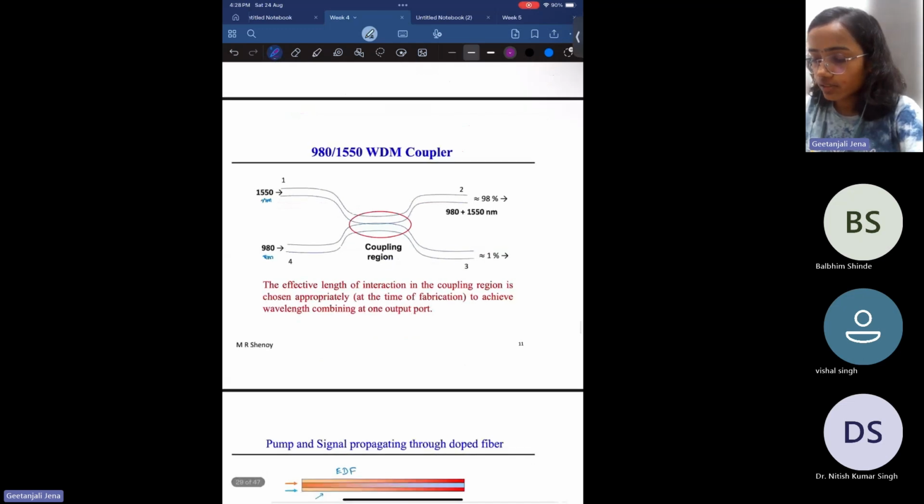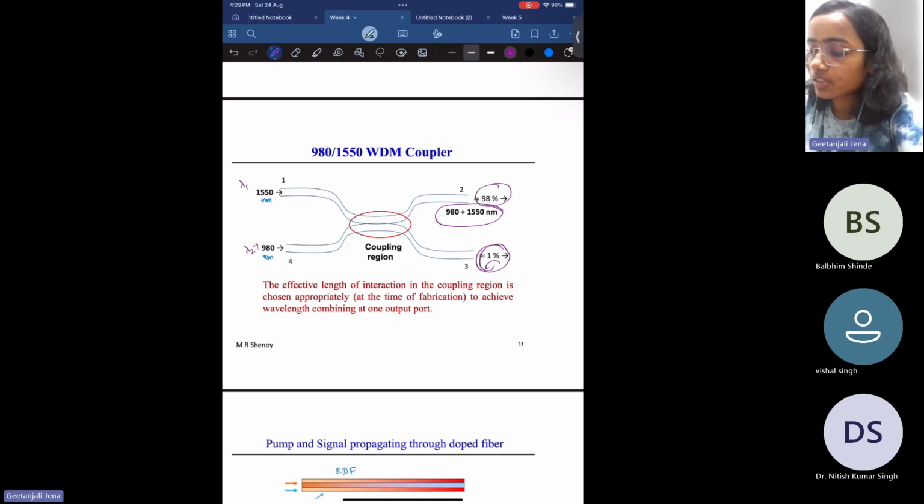So this is the basic functionality of a WDM coupler. This slide also tells the same concept. If you input lambda 1 and lambda 2 through this WDM coupler, depending on the length of this coupling region, both lambda 1 and lambda 2 will come out through the output end of this first fiber, and there is minimum energy that will come out through this second fiber.